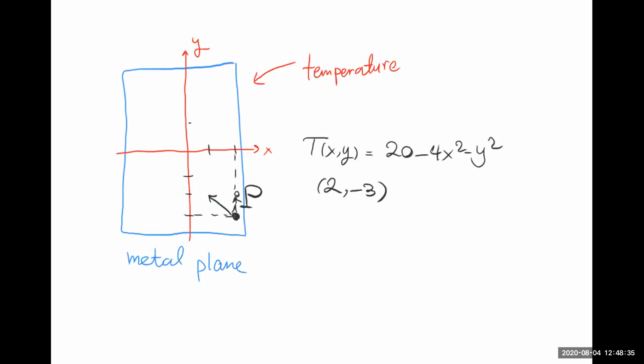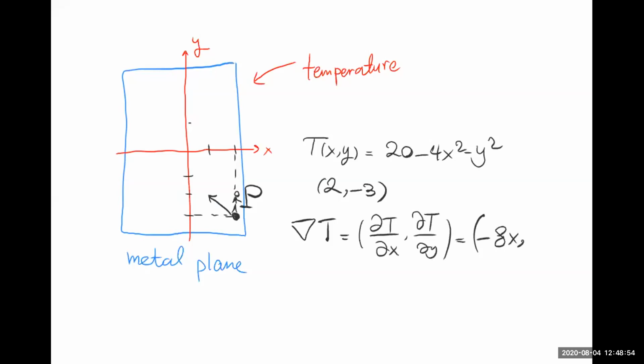The answer is that the temperature would increase the most in the direction of the gradient of this thing, which is the derivative of T with respect to x and the derivative of T with respect to y. Well, what is the derivative of T with respect to x? It's minus 8x. What is the derivative of T with respect to y? It's minus 2y. X is equal to 2, it would be minus 16. Y is minus 3, would be 6. So this is the vector in whose direction it should walk, so the temperature would increase the most.